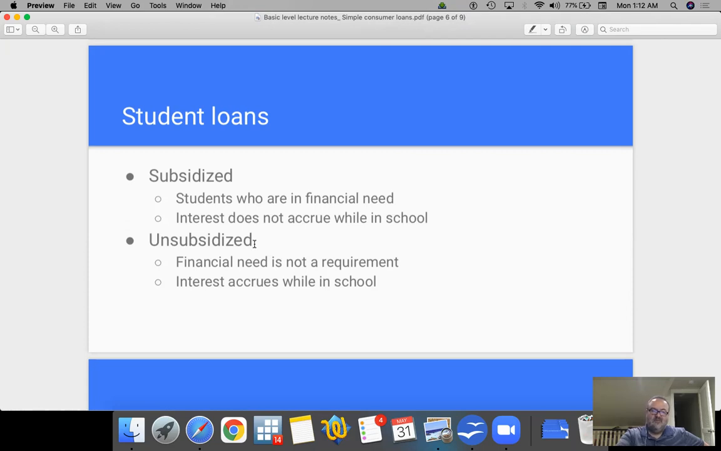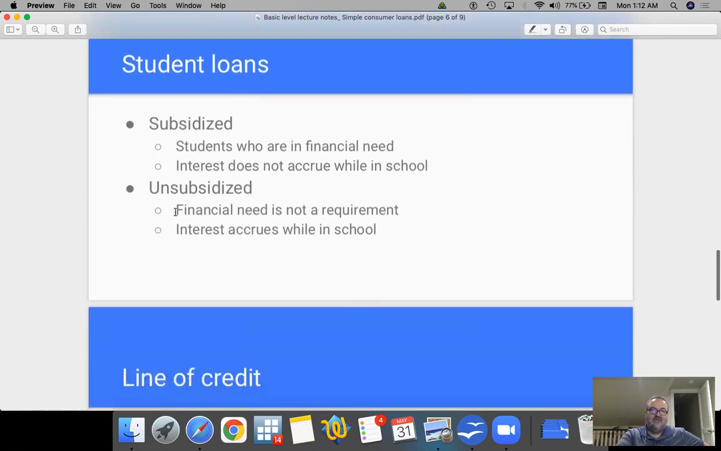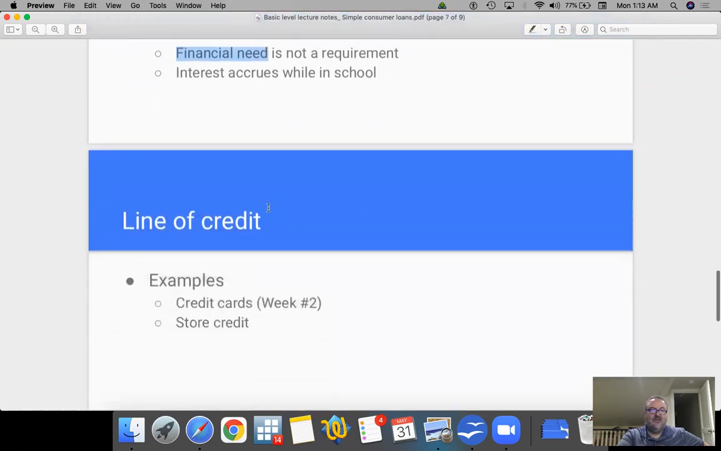So this week's quiz, with the government agency for the student loans, explains that in great detail, and they do a really good job. Financial need is the main difference between the subsidized and unsubsidized student loans.